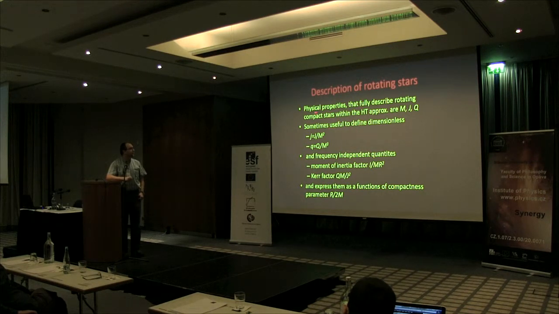So as I said, the physical properties that fully describe the rotating neutron stars are the gravitational mass of the star, its angular momentum, and its quadrupole moment. It's useful to define dimensionless quantities: dimensionless angular momentum, which is angular momentum over M squared, and dimensionless quadrupole moment, which is quadrupole moment over M cubed. Also, it is useful to define parameters which are dimensionless and frequency independent, which are I over MR squared and QM over J squared. This is the simple moment of inertia factor, and this we call the Kerr factor. And we will express these in terms of the radius over the Schwarzschild radius of the star.